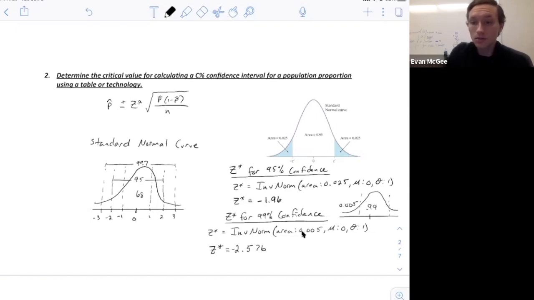So inverse norm from 0.005, the mean is 0, standard deviation 1, you should get a critical value of 2.576. You also could have done the area to be 0.995 because that would be the positive critical value.